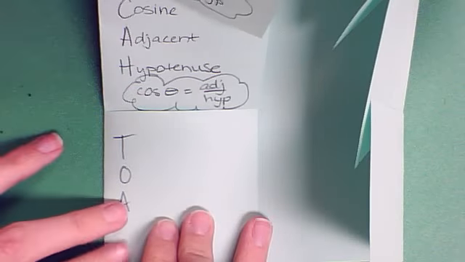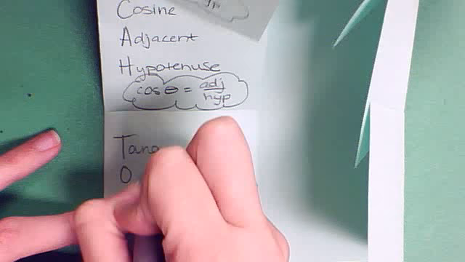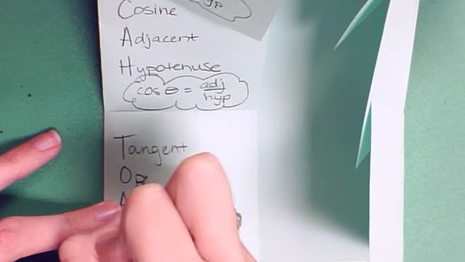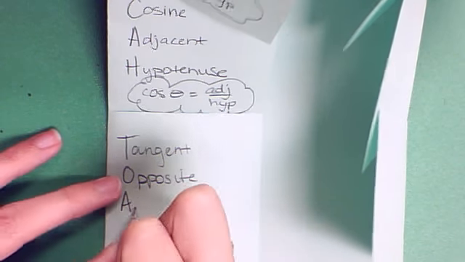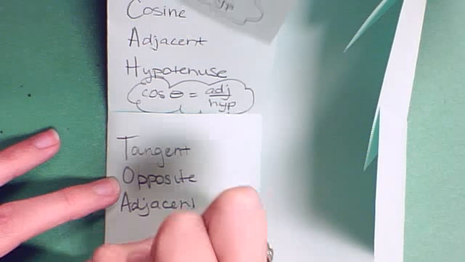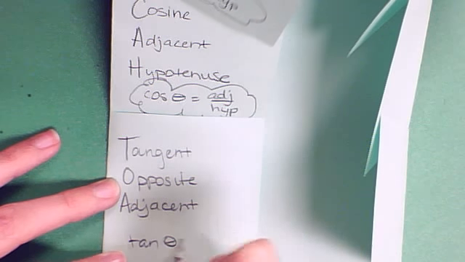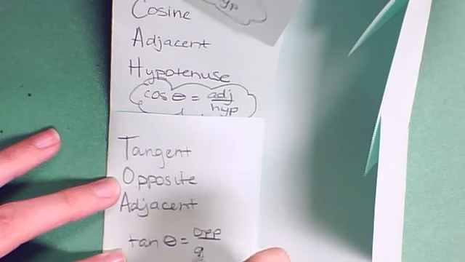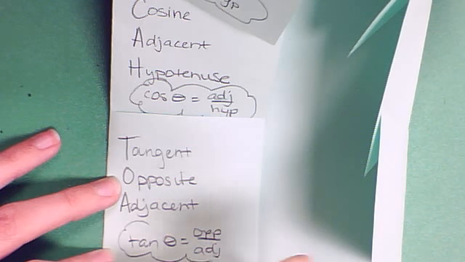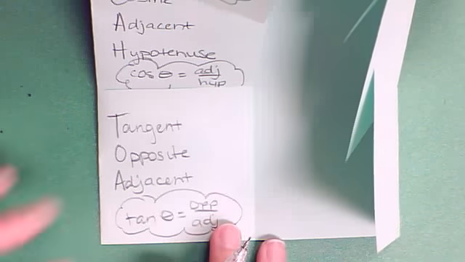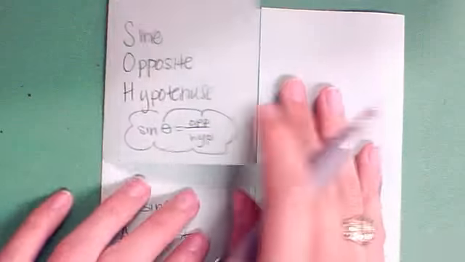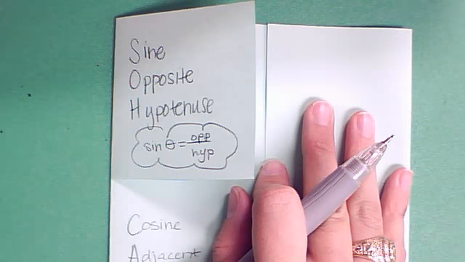The last one is the tangent, which is the opposite over the adjacent. The abbreviation is tan of theta equals opposite over adjacent. Again, those are formulas you'll need to memorize. Okay, if we go back to the first tab about sine, open that tab up.